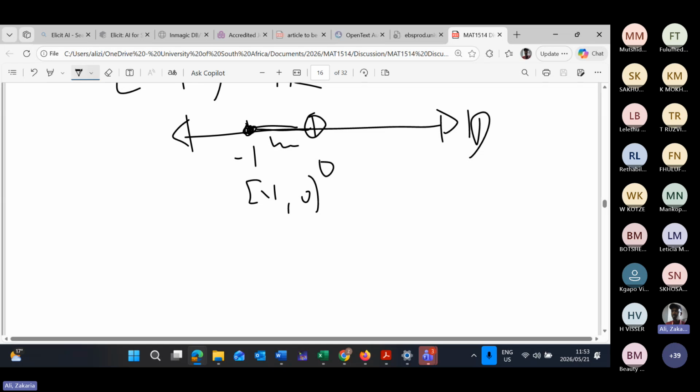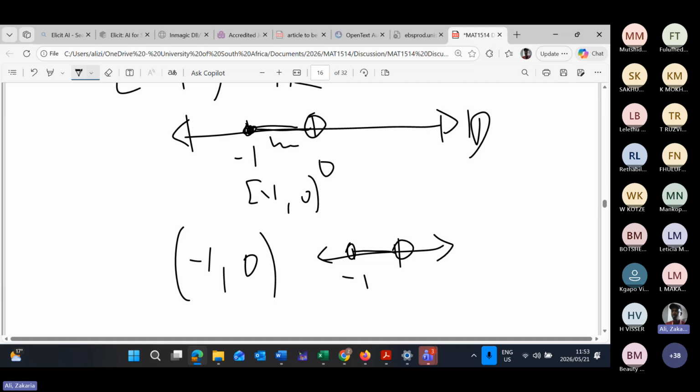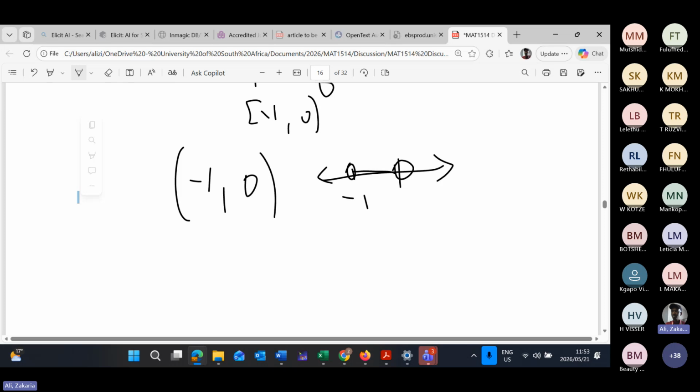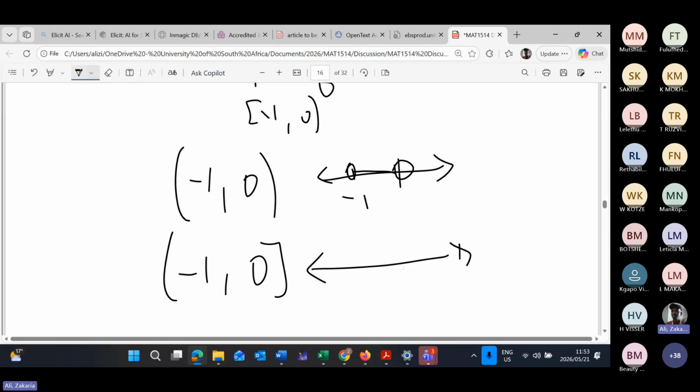Now in the same way, I can also have -1 and 0 open on both sides. So if I represent it, it's -1, 0, open here and open here. I put an open dot to say it's open, not a full dot. Then in the same way, you can also have it like this: open at -1 and closed at 0. So it means it's this side. Here is a round dot, and here is a full dot, if this is -1 and this is 0.